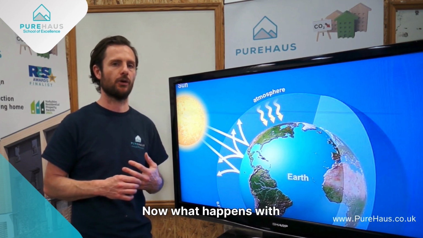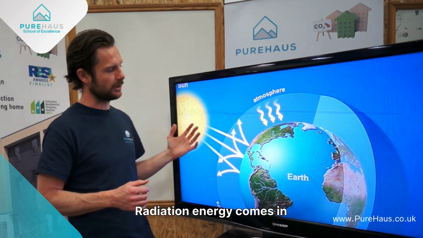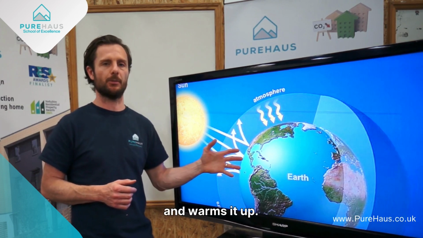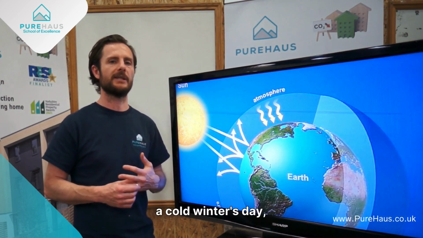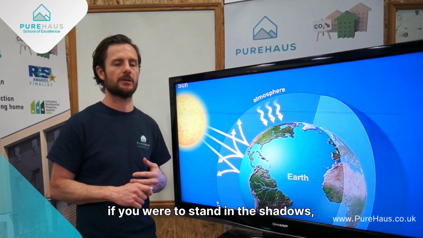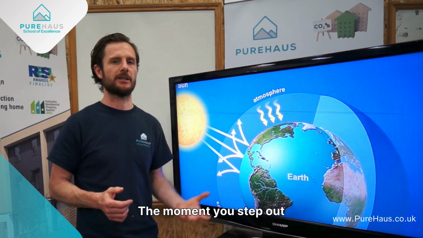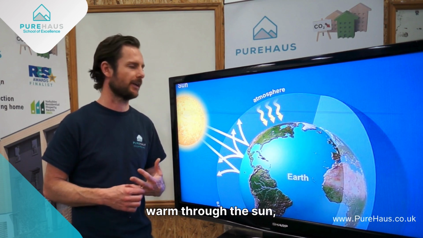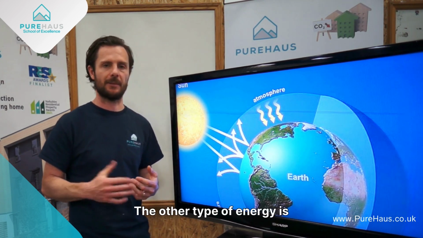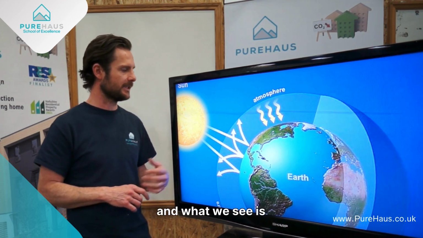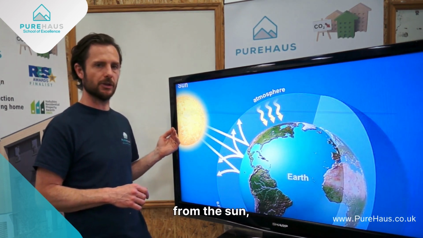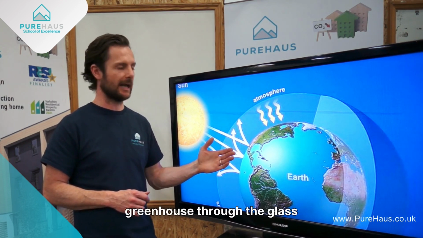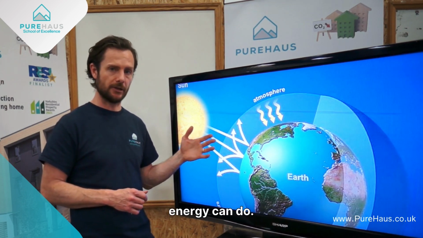Now, what happens with our greenhouse effect is this radiation energy comes in, and radiation energy hits a surface and warms it up. So if you think about a cold winter's day, if you were to stand in the shadows, you'd feel cold. The moment you step out into the sun and feel it on your face, it's a nice feeling. You can feel the warmth of the sun, and that's radiation energy. The other type of energy is convection. And what we see is the radiation energy from the sun travels millions of miles, passes straight through our greenhouse, through the glass, because that's what radiation energy can do.